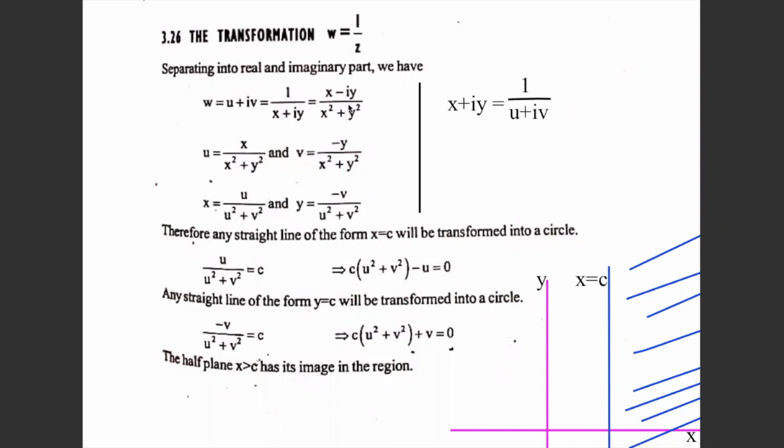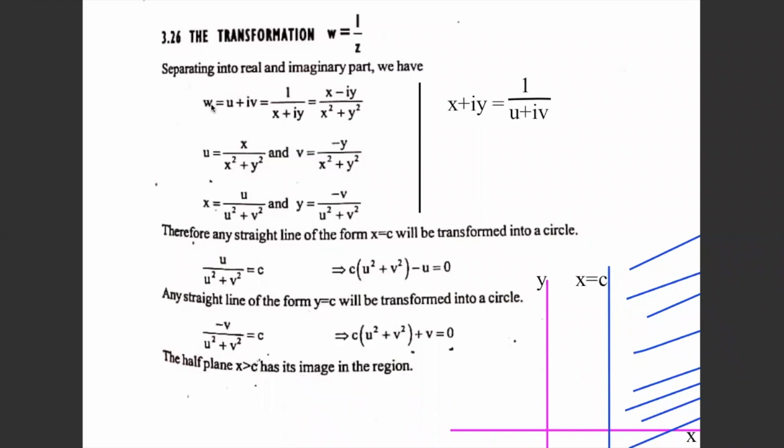Now multiply both the numerator and denominator with the conjugate of X plus iY, that is X minus iY. So this is equal to X minus iY divided by (X plus iY) into (X minus iY), which is equal to X square plus Y square. Now separate into real and imaginary parts. U is equal to X divided by X square plus Y square, and V is equal to minus Y by X square plus Y square.